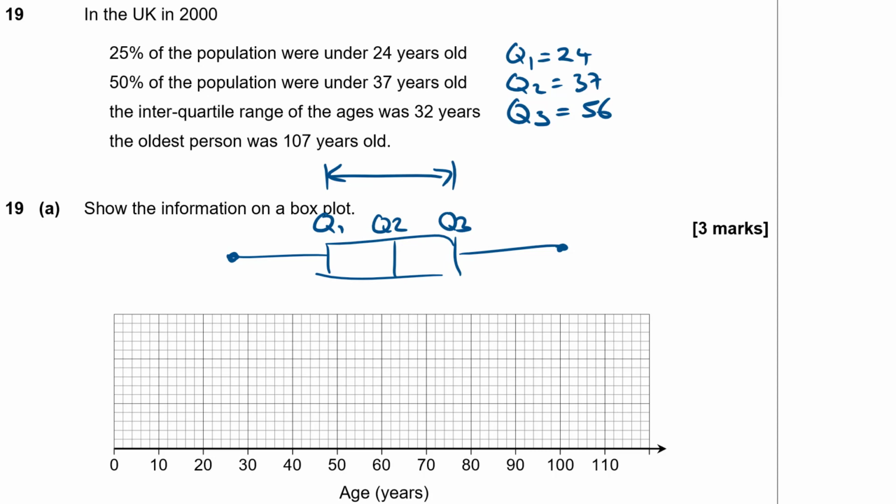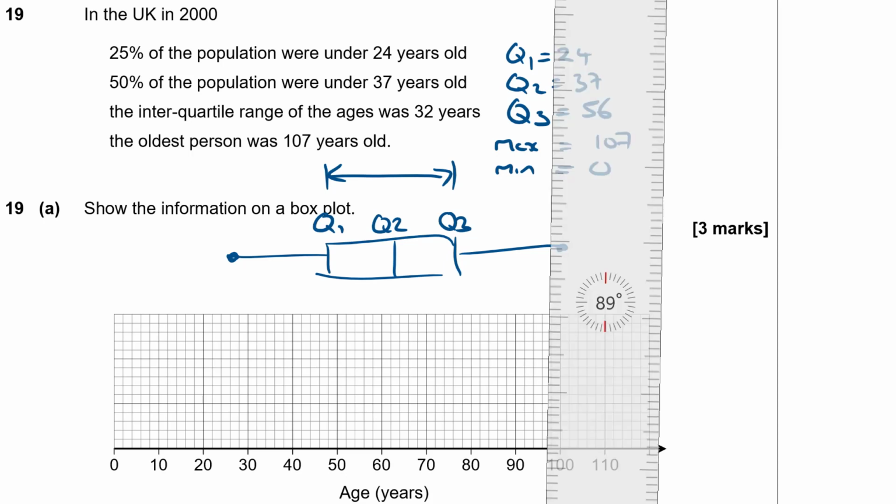Now the oldest person was 107 years old, so that's given us the maximum value, 107. And what's the minimum value? Because we need to have the lower whisker, don't we? Well, we're going to assume that the lowest person's age is just fractionally above 0. So we'll put that one in there. It doesn't give us any other information, so that's a natural assumption. Okay, so we've got all the data we need. We can now draw it on.